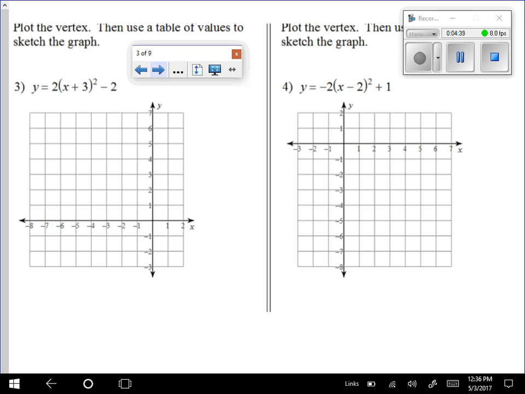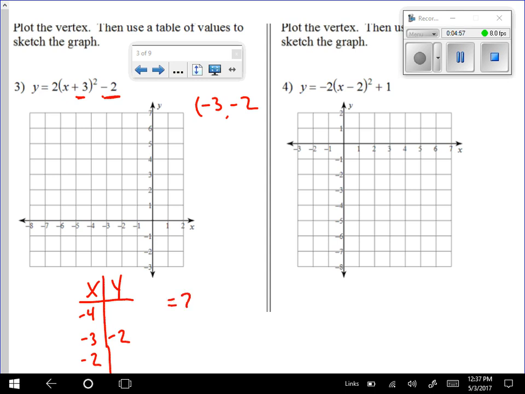Alright, so we're still in vertex form. Vertex form makes it really easy for us with the vertex. So our vertex is going to be (-3, -2). So x, y values, -3, -2. So I'm going to go -4, -2. So pick one of those, plug it in.